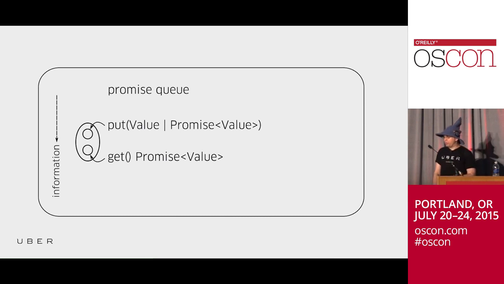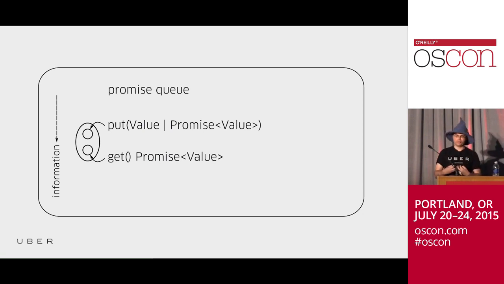But in order to build a stream, I'm going to have to tell you about some more stuff. We're going to build streams using promise queues. A promise queue is one of these asynchronous primitives that is able to transport a value in time. And it gives you order independence, just like a promise does. So what you're going to do is you're going to have a consumer side that has a get method.